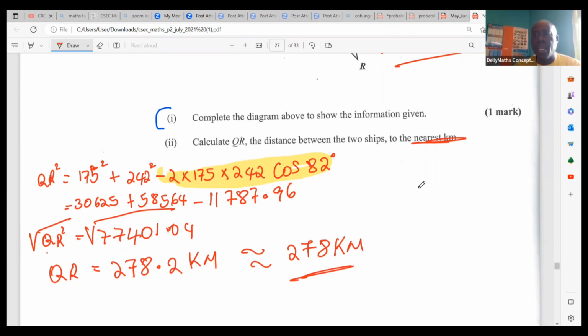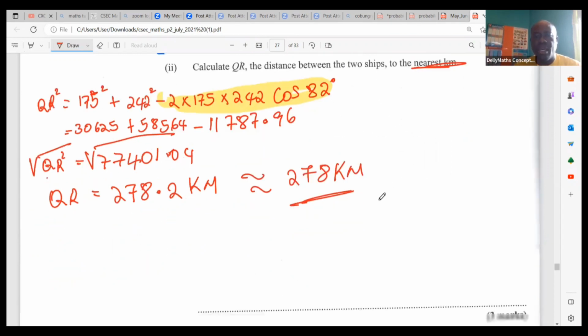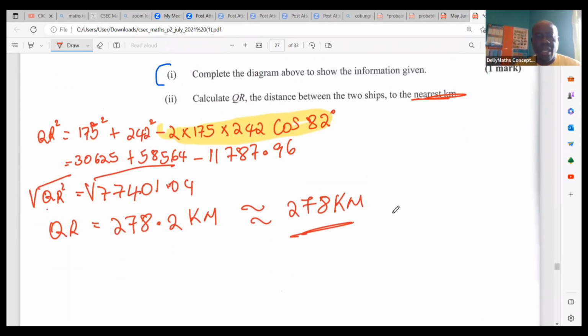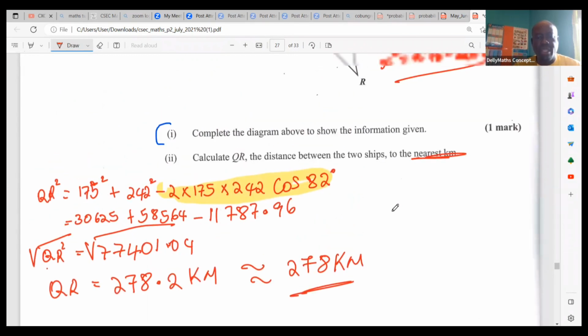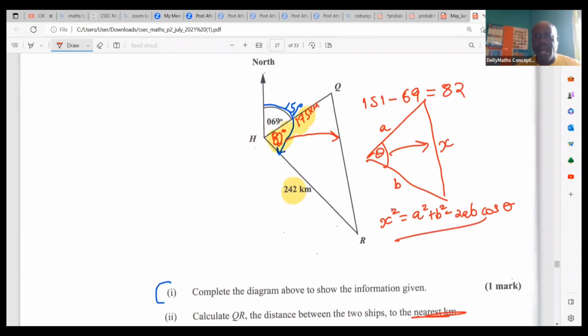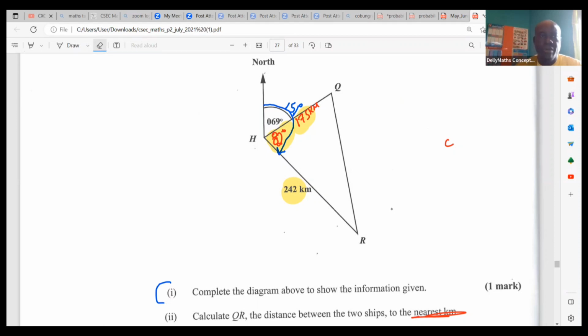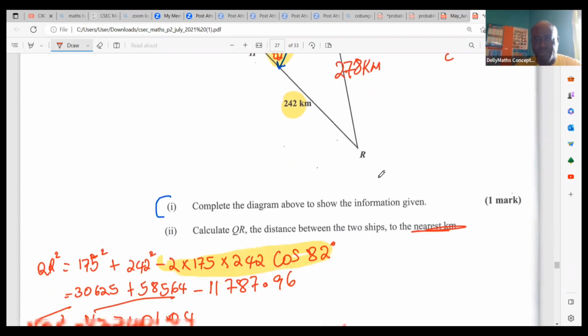So what I normally advise people to do is to label your diagram as you go. So 278, I will place it on my diagram, right? Go forward, right? So let me put on this 278 km for this side. Now let us see what else that we need to find.